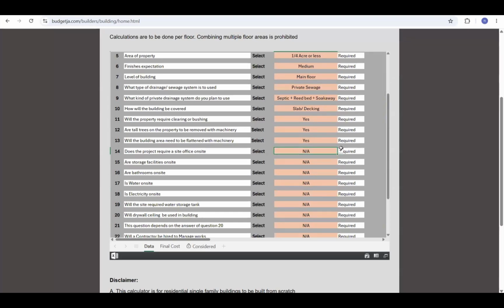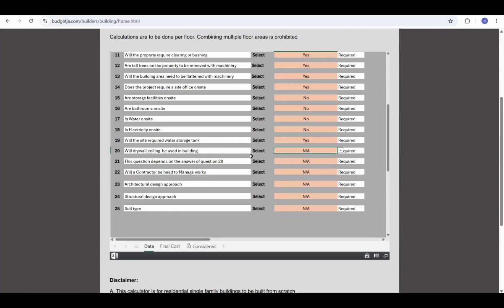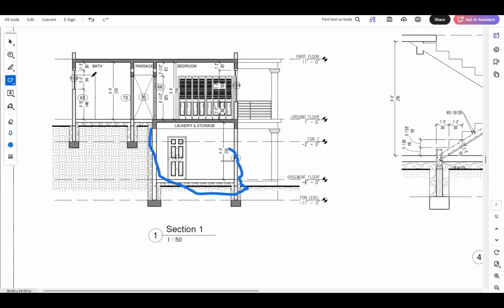One of the new parameters that has been added to the calculator is question 14, and it is asking if the site will require a site office. Let us just say we use yes in this scenario, and we are going to just add in the rest of these. So we are saying that there's no storage, no bathroom, no water, and no electricity. We are going to make provision for a water tank, and we are not going to make any provisions for ceiling because the drawing is not identifying any.